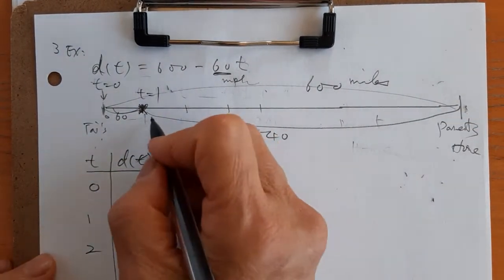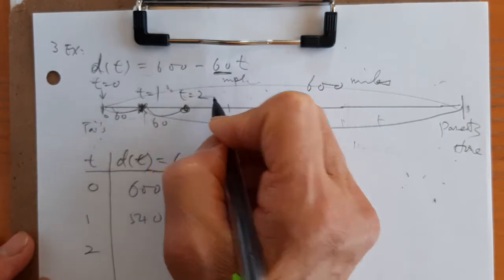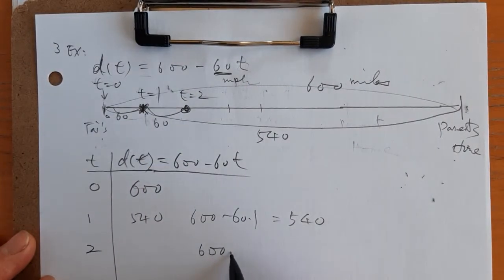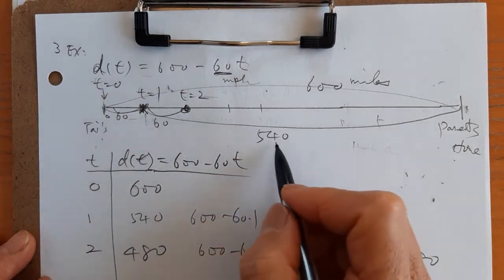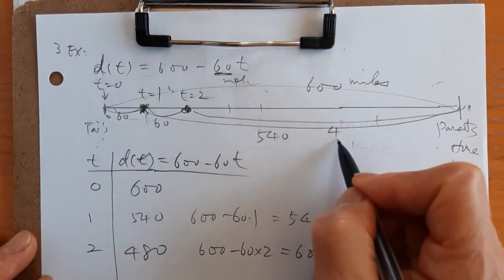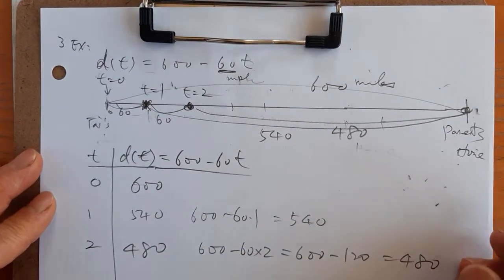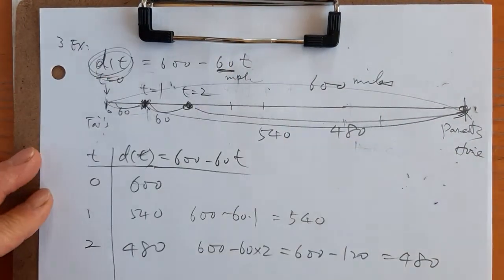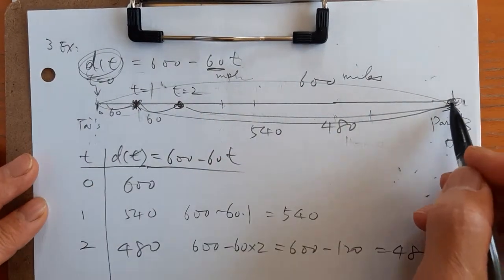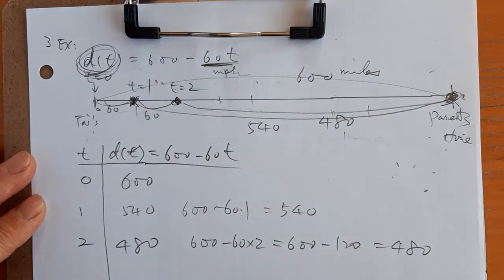When t equals 2, he travels another 60 miles, so the total traveled is 120 miles and 480 miles remain. So his distance away from his parents' home is 480 miles. It keeps going like this. When he arrives at his parents' home, this distance should be 0.